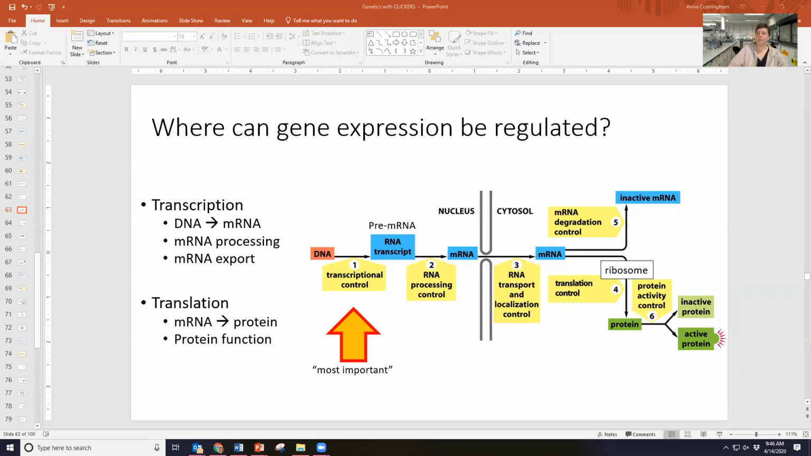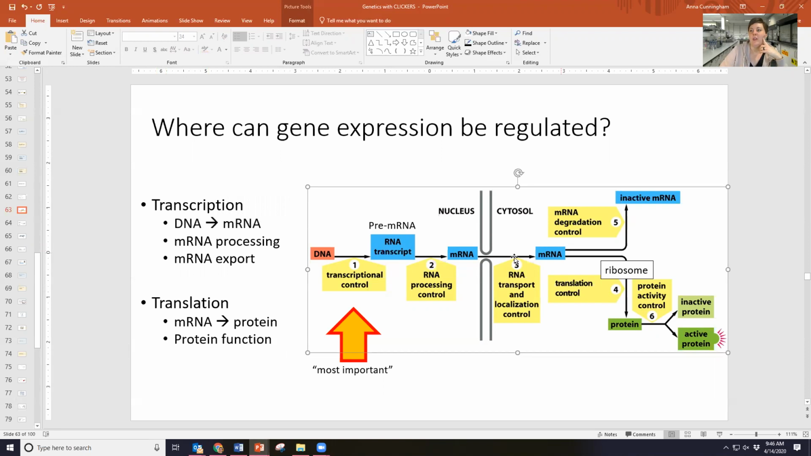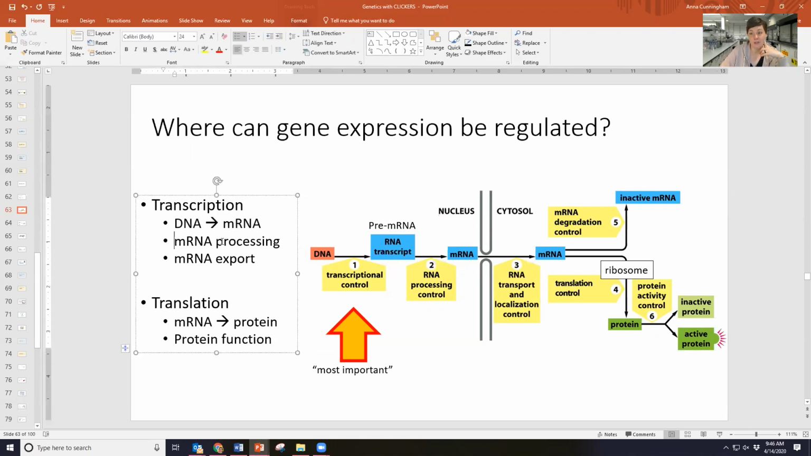Okay, so where can gene expression be regulated? We have tons of different steps throughout the process of transcription and translation where we basically can say, yeah, let's go through with this, or hold off. Number 1 is we can basically stop this process when we are actively transcribing DNA into mRNA. As you can see, that's kind of one of the biggest thresholds. Once we get that mRNA, we can stop processing.